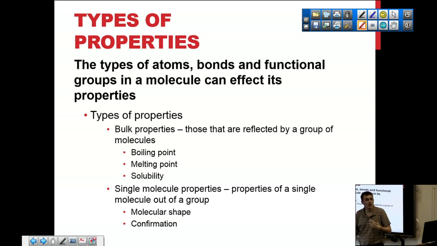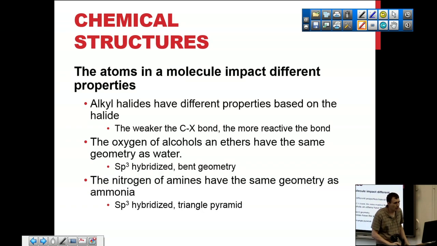All right? So the first thing we're going to talk about is chemical structures. So how atoms in a molecule impact different properties. So the first thing we're going to talk about is alkyl halides. Right? So if you change the halide in an alkyl halide, you get different properties. The first thing we're going to talk about is bond strength and reactivity.